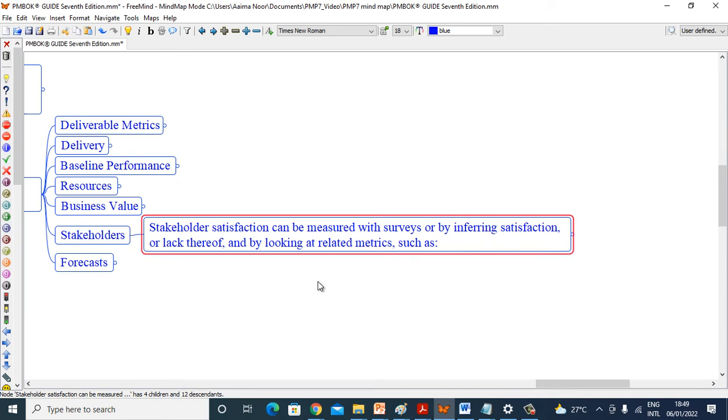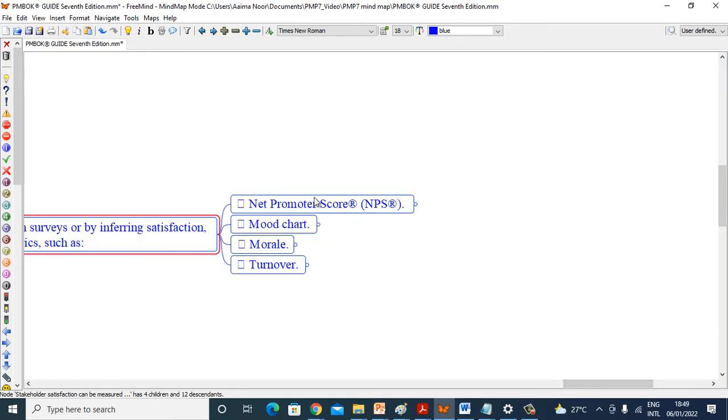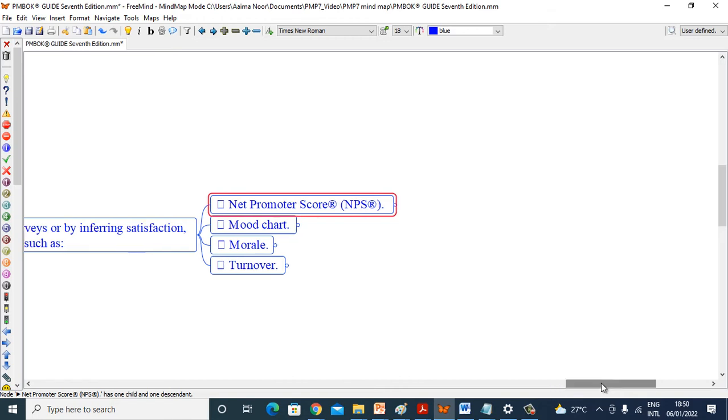Stakeholders. Stakeholder satisfaction can be measured with surveys or by inferring satisfaction or lack thereof by looking at related metrics such as Net Promoter Score, NPS, Mood Chart, Morale and Turnover. So let's see, Net Promoter Score.